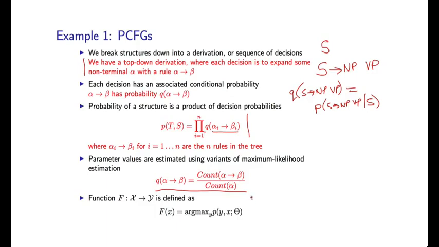And then finally, as I said on the last slide, the final function from a sentence to a parse tree is defined as follows. For any sentence X, we search over all possible parse trees Y and return the parse tree with the highest probability. The probability here being a joint probability over Y and X.